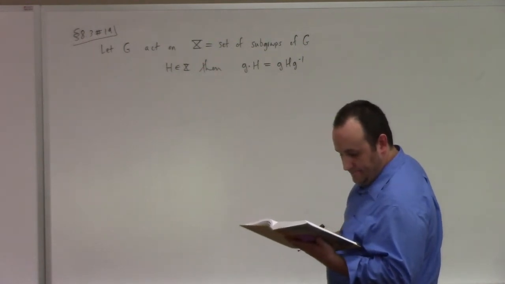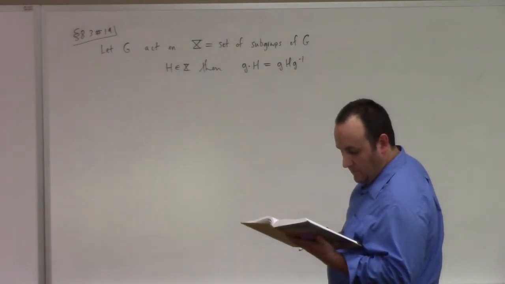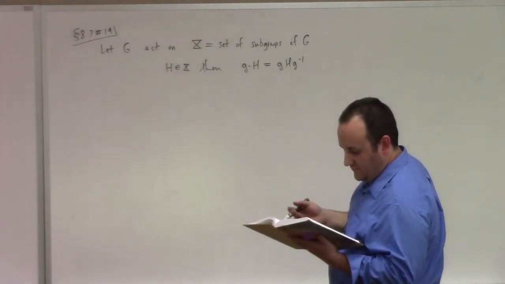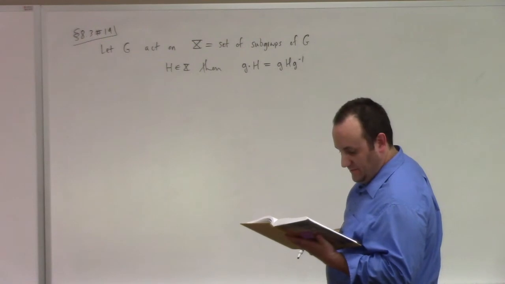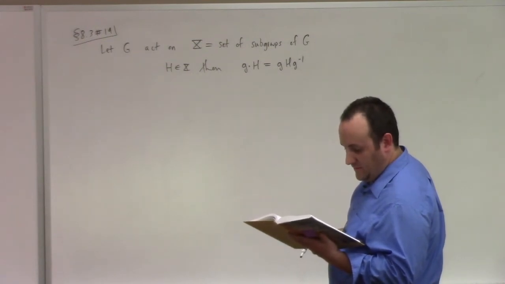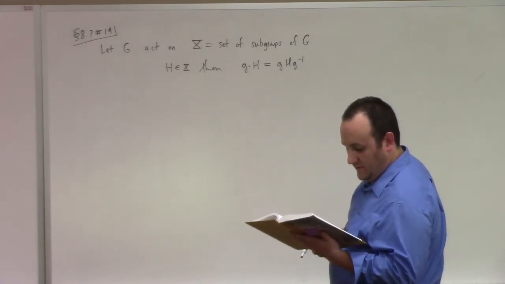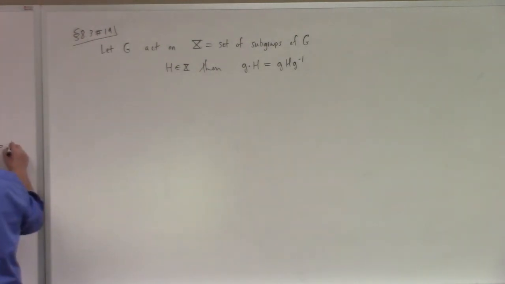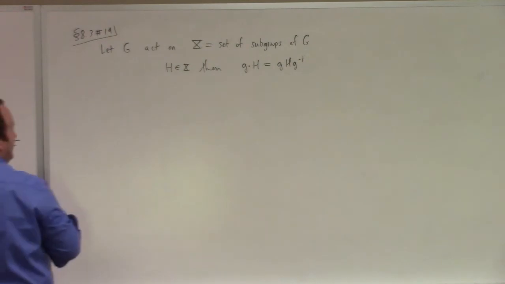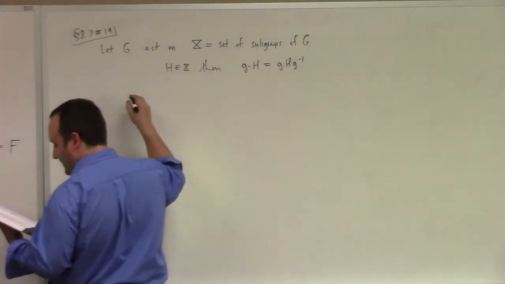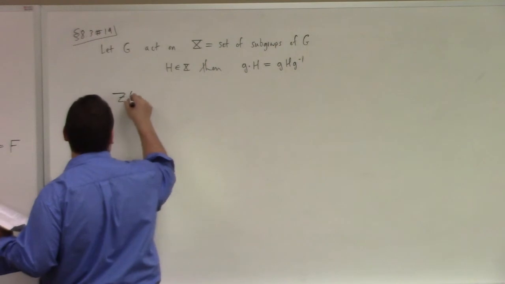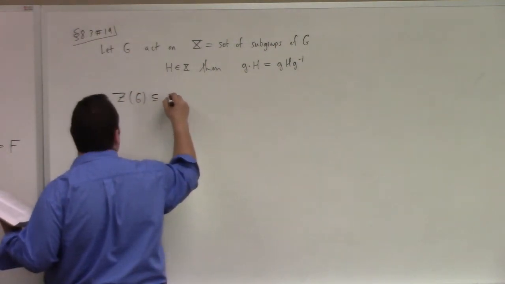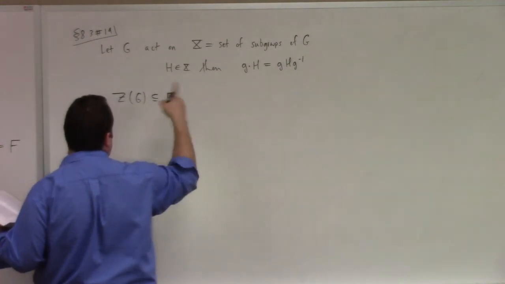I guess you're supposed to show that that's an action, but I'll leave that to you guys. And you're supposed to show that the center of the group is a subset of the fixer. He calls this thing F. Okay. Fine. So the center of the group is supposedly a subset of the fixer with respect to this conjugation action.